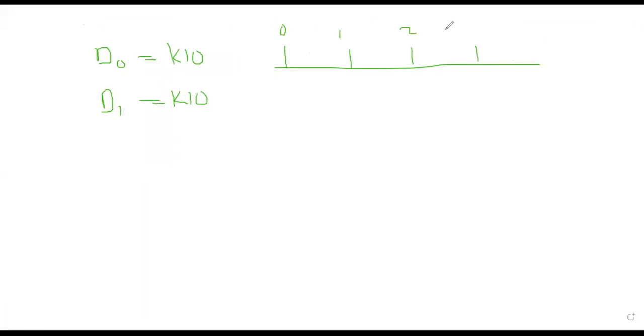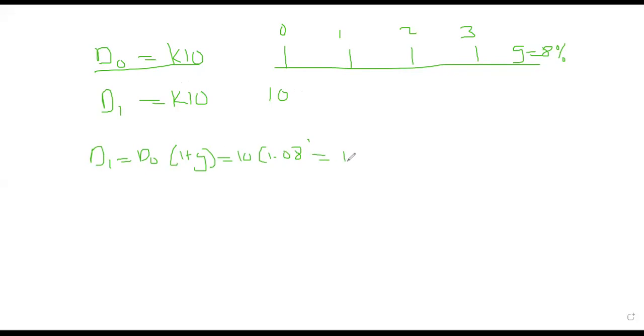0, 1, 2, 3. So I was trying to relate that when you're given a dividend, there will be a growth rate, for instance, 8%. So using the constant growth model, 10 naira can grow to year 1, year 2, year 3. So D1 is equal to D0 times (1 plus growth). So this would be 10 times 1.08. The power 1, the difference in the years, is what comes as a power. So this is 10.8.